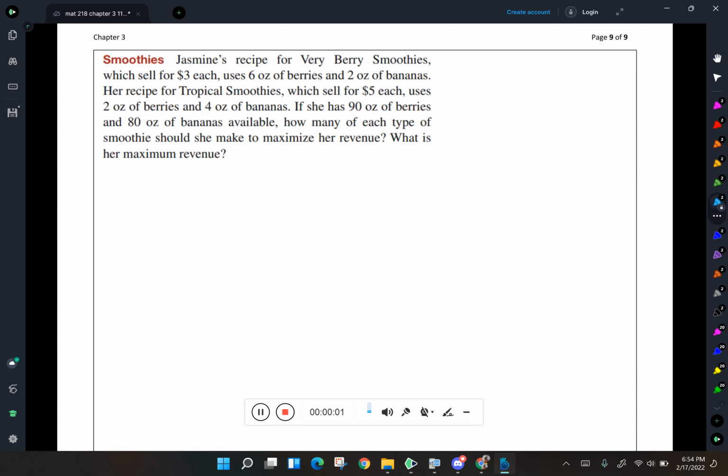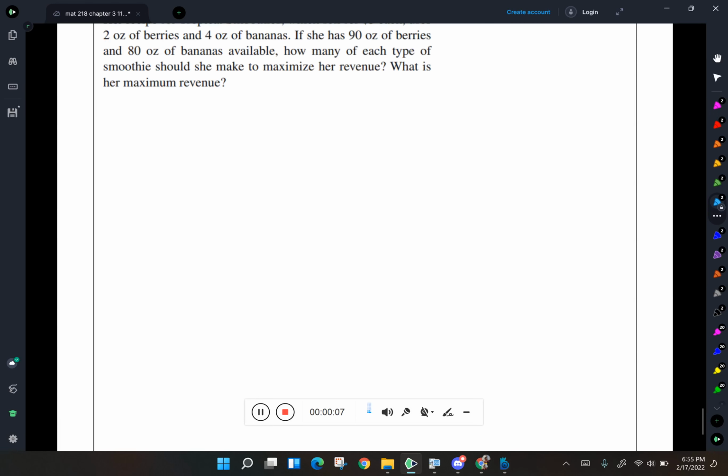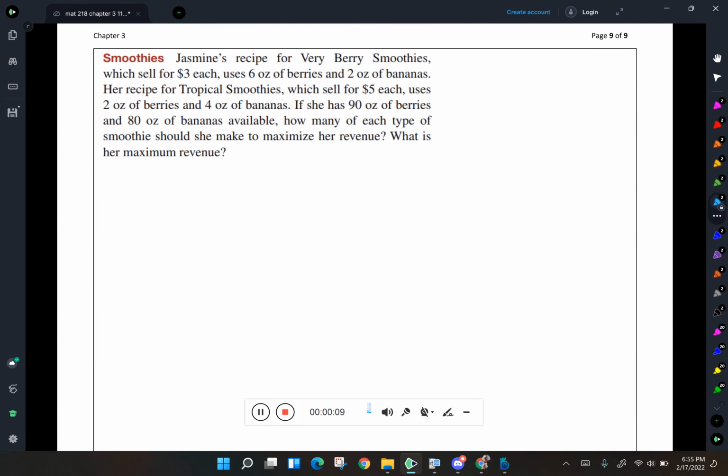Okay, so here we go with the last problem in chapter 3, page 9 of 9, all done after this one, linear programming. Let's just jump right into it.